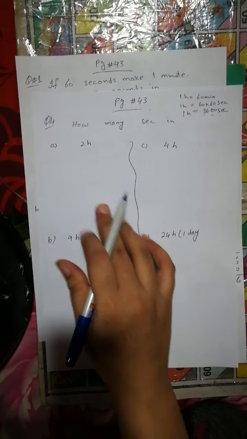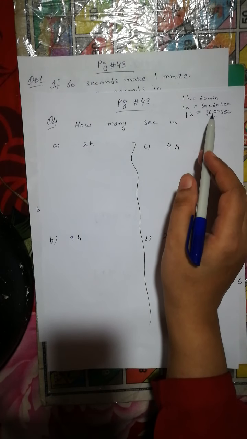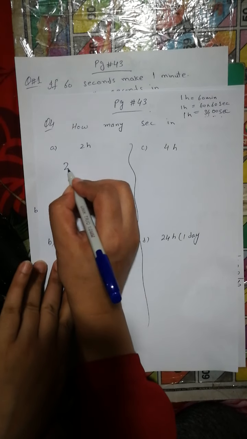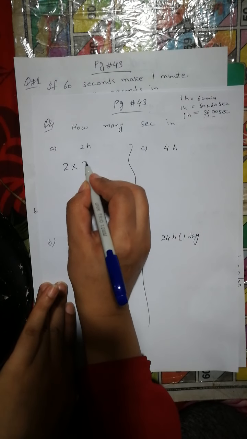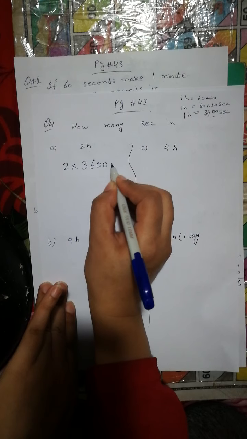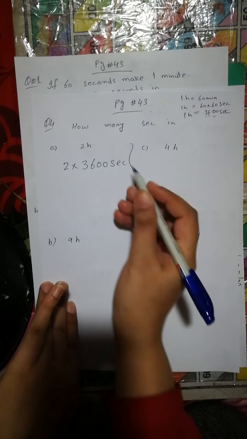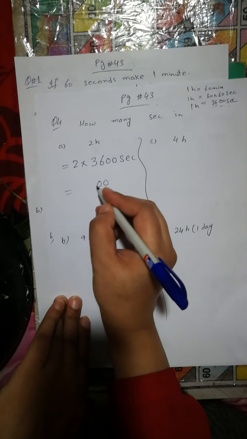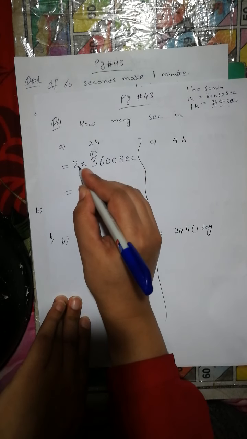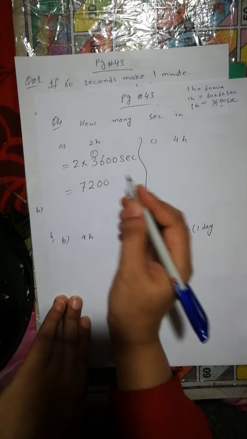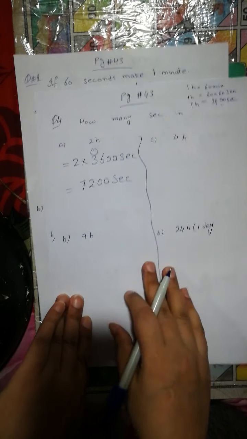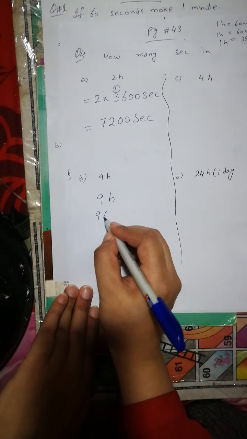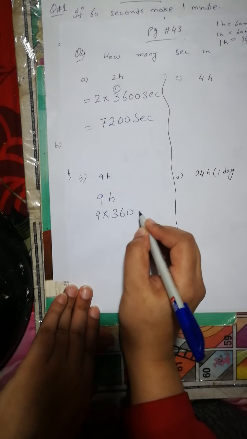So if you have to change hours into second, you will multiply with 3600. So 2 multiply at the place of hour, you will write 3600. Last 2 digits 0, 0 will come. 6 to the 12, 1 go carry. 2, 3 the 6 plus 1, 7. 100 second, 9 hour. So at the place of hour, you will write 3600 second.